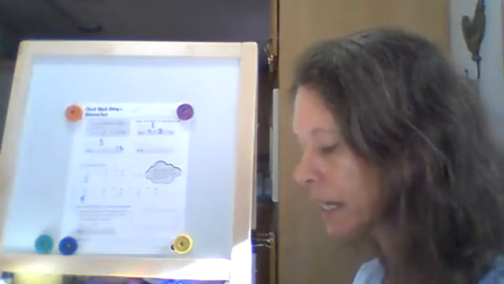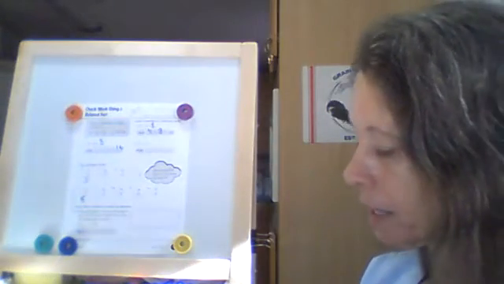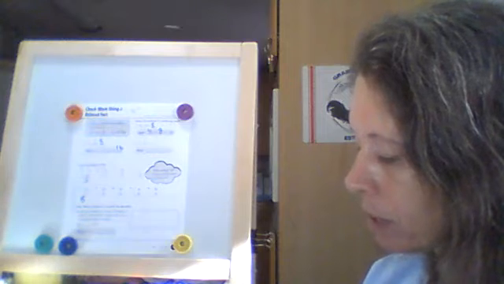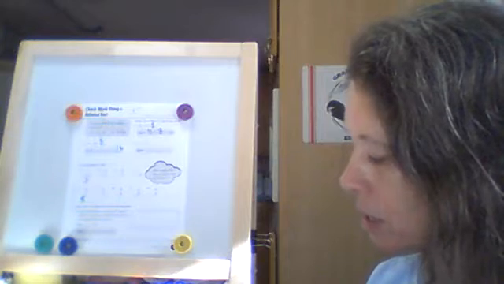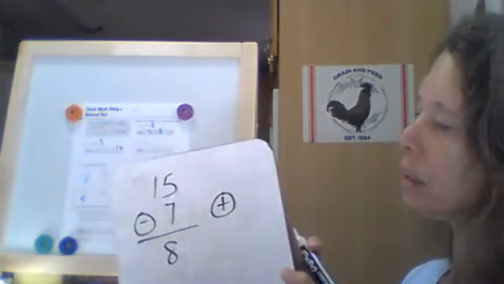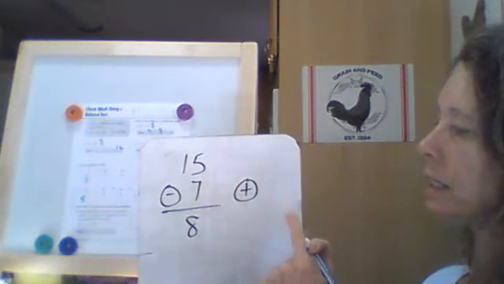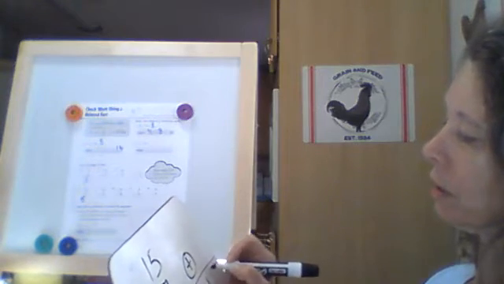And now my paper today says use a related fact to check. So I'm going to turn this subtraction problem into an addition problem. I need to turn my subtraction sentence, 15 minus 7 equals 8, into an addition sentence. Remember, if in subtraction my big number is at the top, in addition it's at the bottom. It's going to go right here.